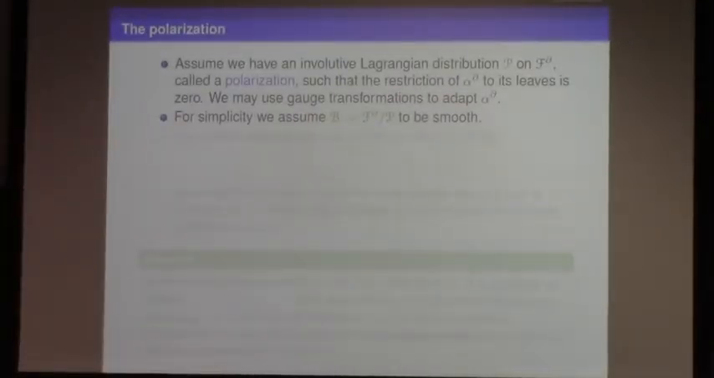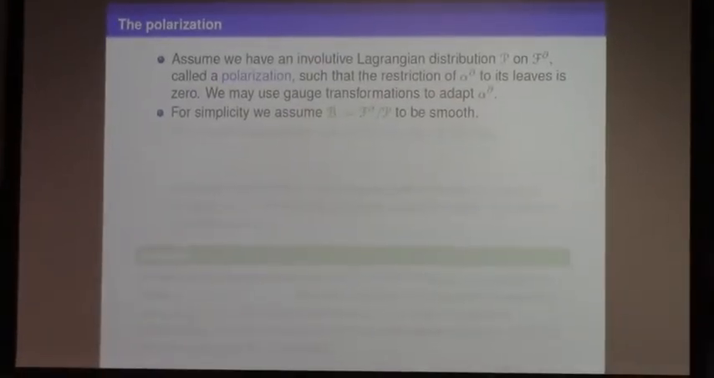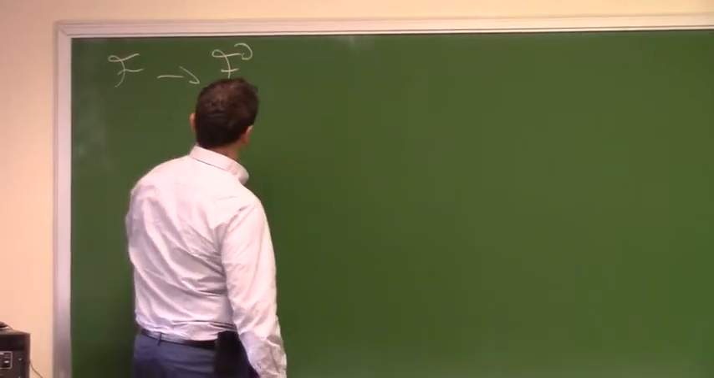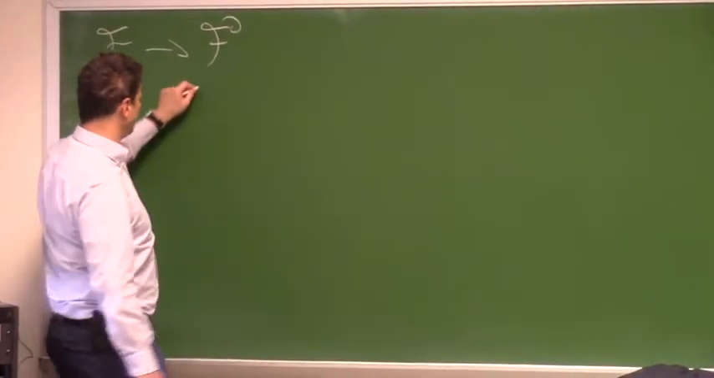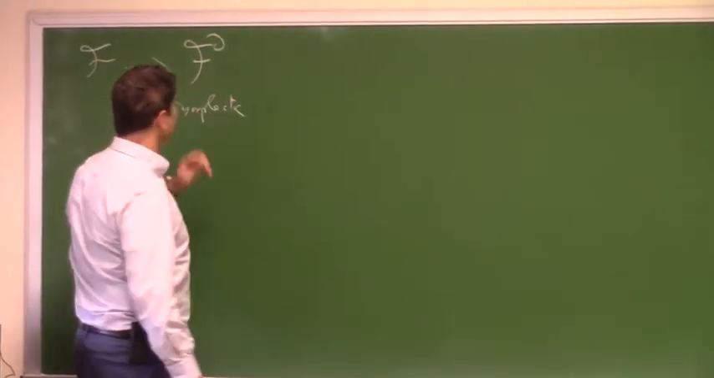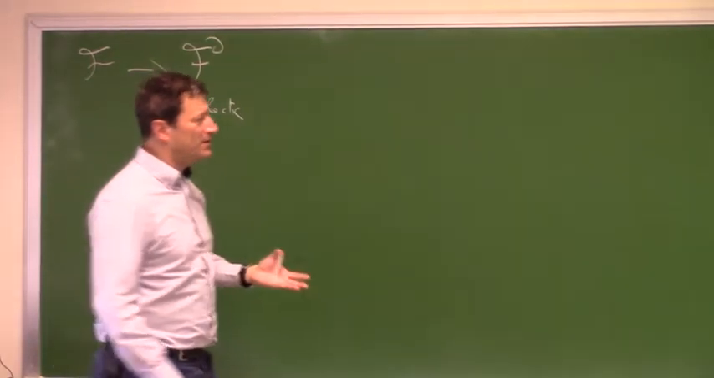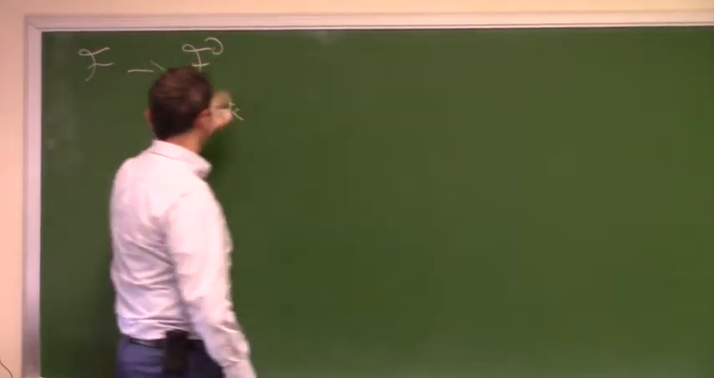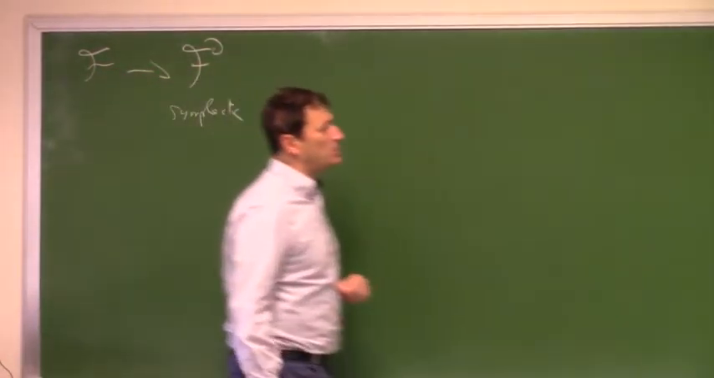So remember, we start with this space F. This is a space of fields, and out of it we produce this space of boundary fields, which is symplectic. Okay, so this is a classical theory. So to the boundary of a theory we associate a symplectic manifold. And now we want to quantize.